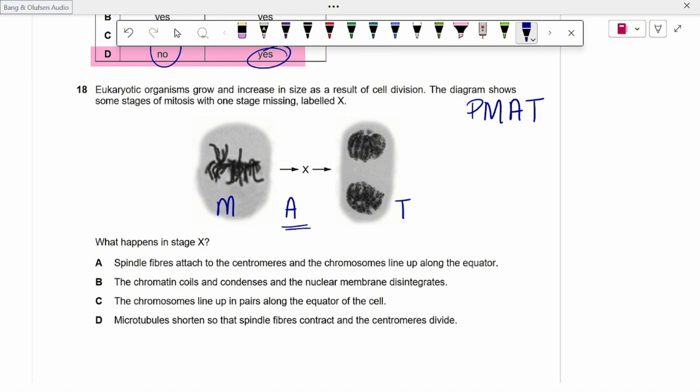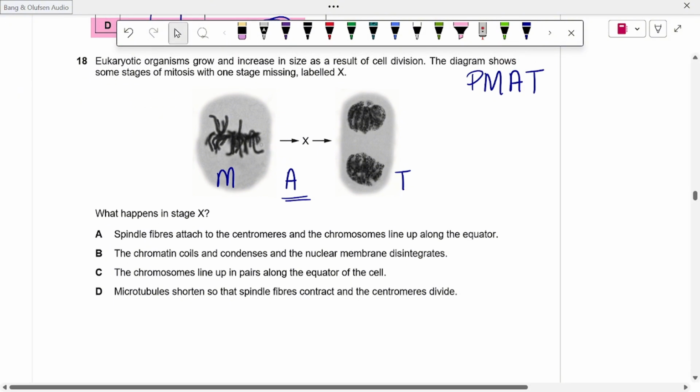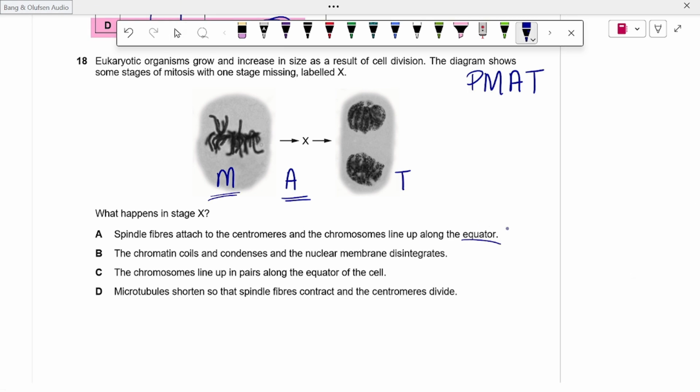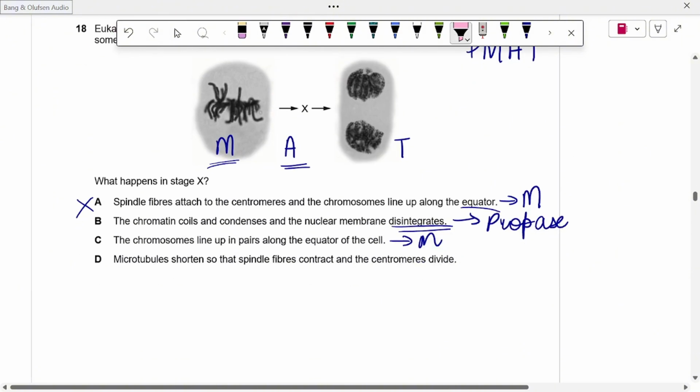You're going to look for the properties of anaphase in your option. Spindle fiber attached to the centromere and the chromosome line up along the equator. ये हमें पहली वाली diagram में नजर आ रहा है. This happens during your metaphase, so this option is wrong. The chromatin coils and condenses, and the nuclear membrane disintegrates. This happens in your prophase. You want to look for the statement with anaphase feature. The chromosome line up in pairs along the equator of the cell. Again, वही बात, this is happening during your metaphase. Microtubules shorten so that spindle fiber contract and the centromere divide. This is what is happening during your anaphase. वैसे आपको बाकी स्टेटमेंट देख के भी इजीली आइडेंटिफाई हो जाता है कौन से फेज में क्या हो रहा है.